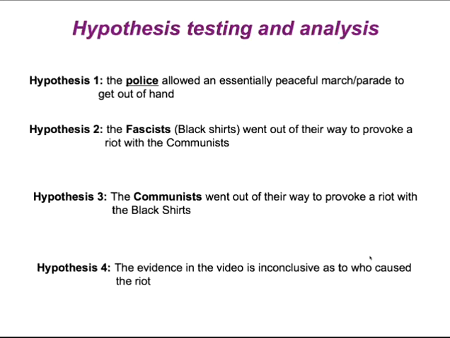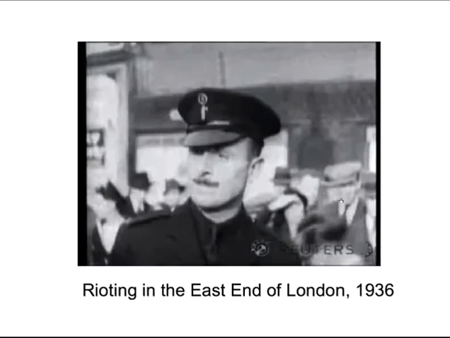In the first one it's the police, in the second it's the fascists, in the third it's the communists, and in the fourth it suggests that the evidence is inconclusive. There isn't enough evidence in the video to show who was to blame. So students would now watch the video, and in one format or another, which I'll discuss in a moment, they would take shots from the video in order to illustrate what they think are the key moments.